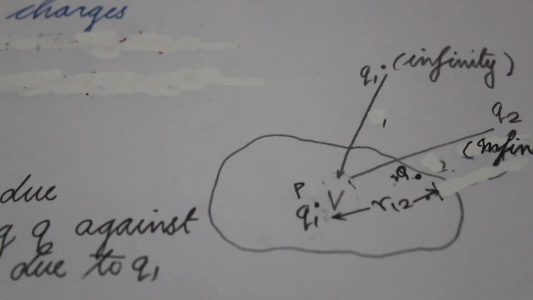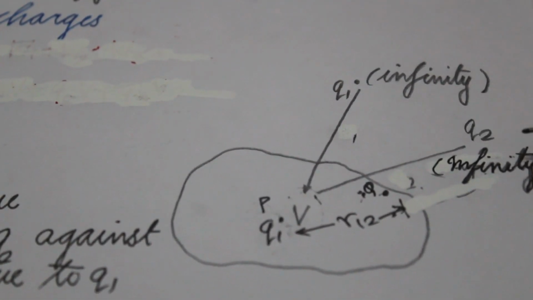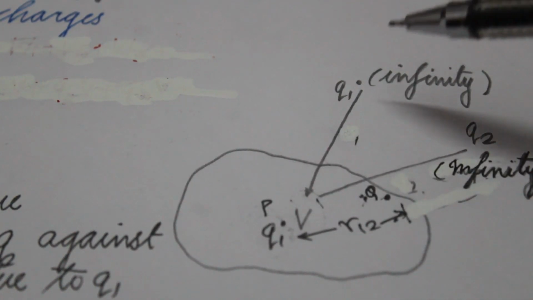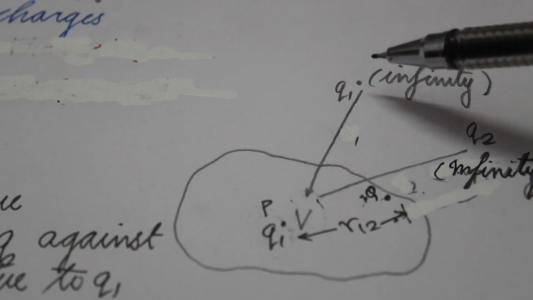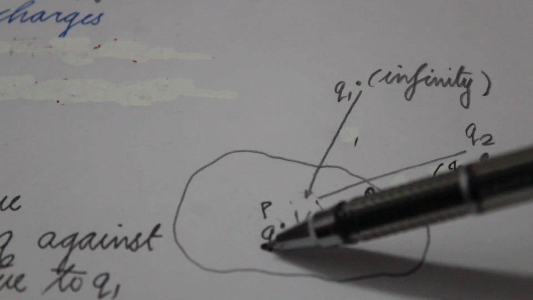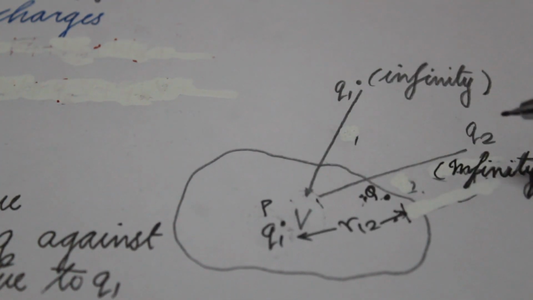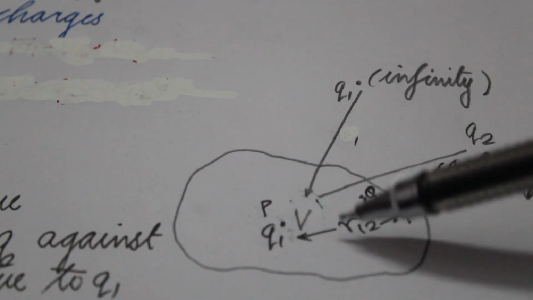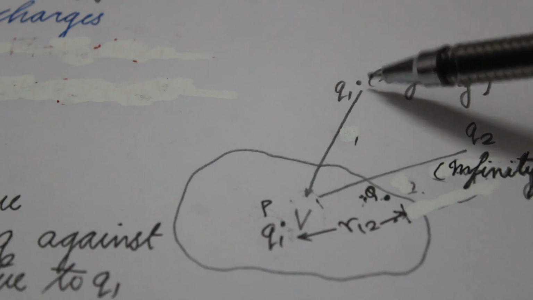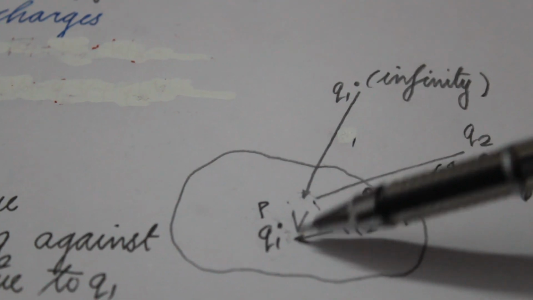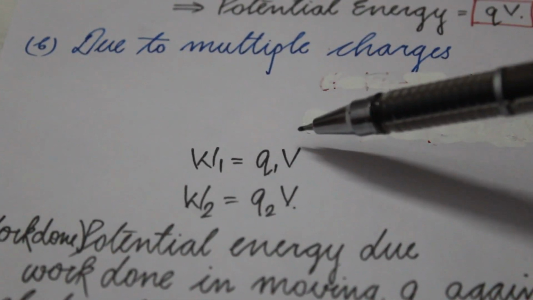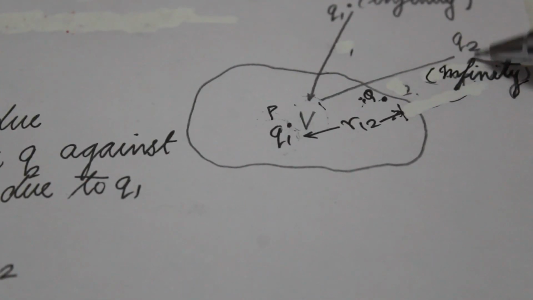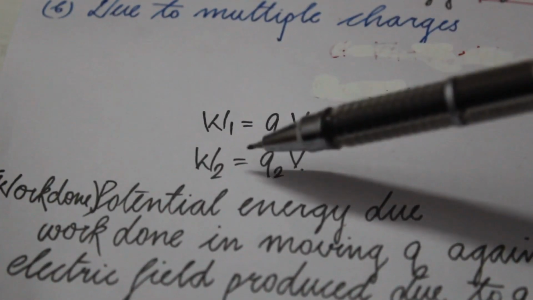As you can see in the diagram, I have taken two charges, Q1 and Q2. This is an electric field which is producing a potential V. First, we will bring the charge Q1 from infinity to a point P in the electric field. Secondly, we will bring the charge Q2 from infinity to a point Q in the electric field, which is at a distance of R12. While bringing the charge Q1 from infinity to point P, the work done will be Q1V, while the work done in bringing charge Q2 from infinity to point Q will be equal to Q2V.